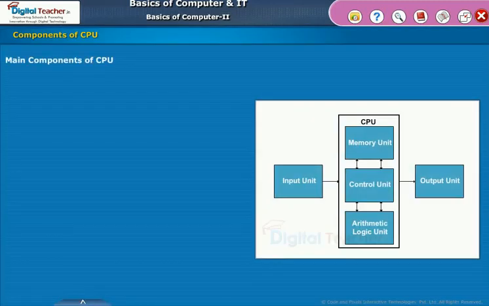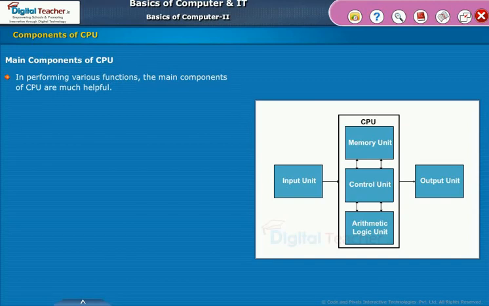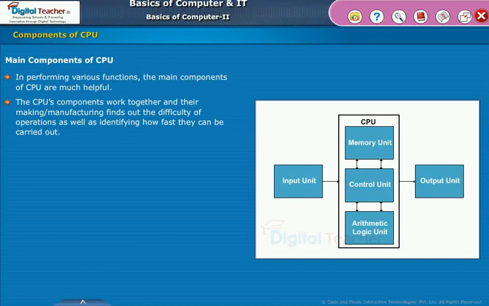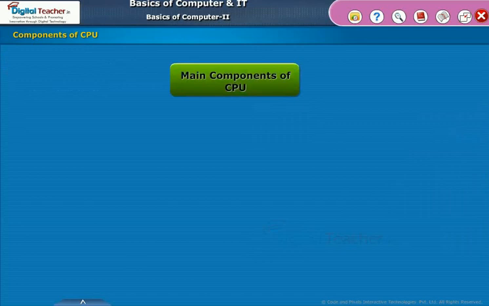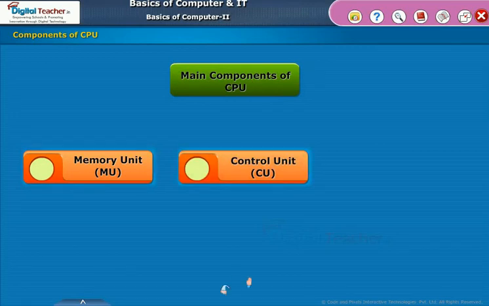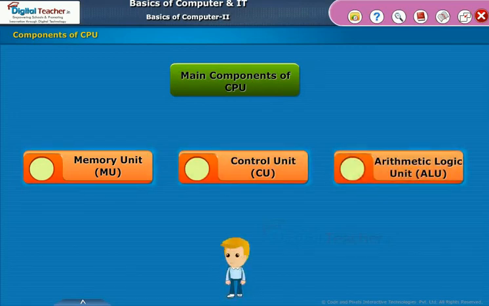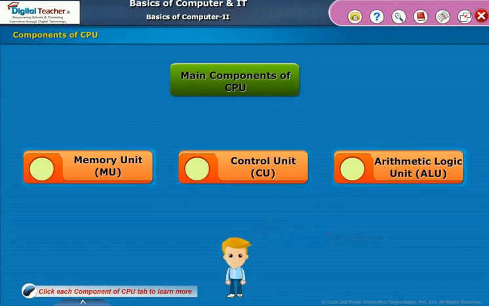Main components of CPU. In performing various functions, the main components of CPU are much helpful. The CPU components work together and their making or manufacturing determines the difficulty of operations as well as how fast they can be carried out. CPU itself has the following three components: memory or storage unit, control unit, and ALU, arithmetic logic unit. Click each component of CPU tab to learn more.